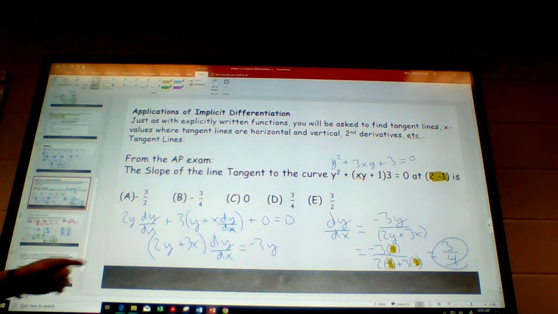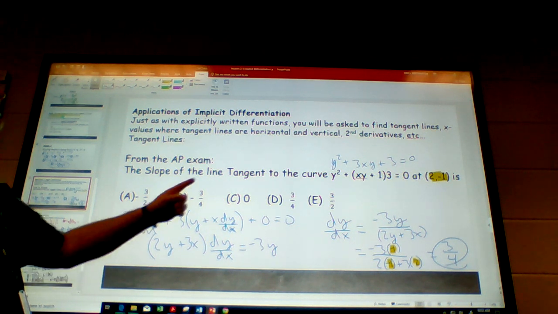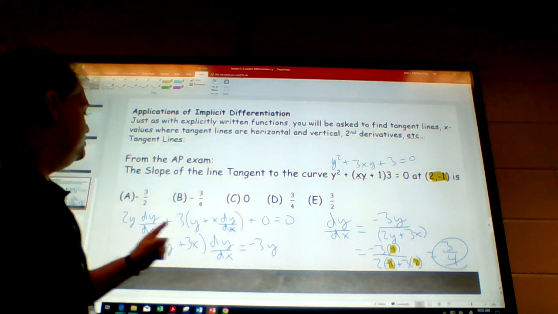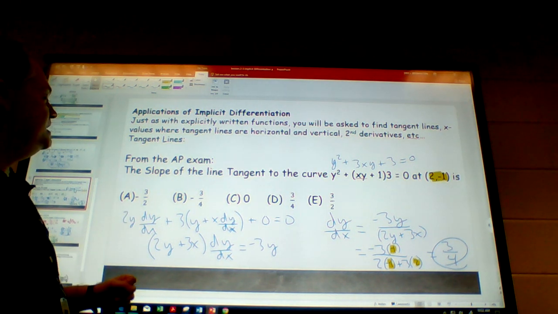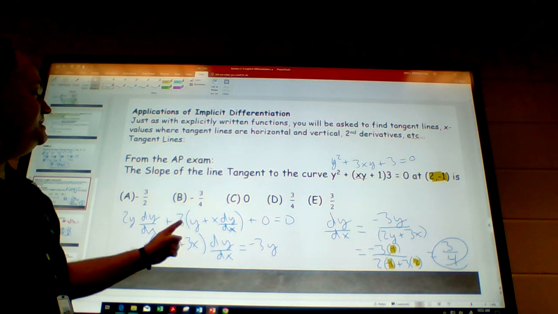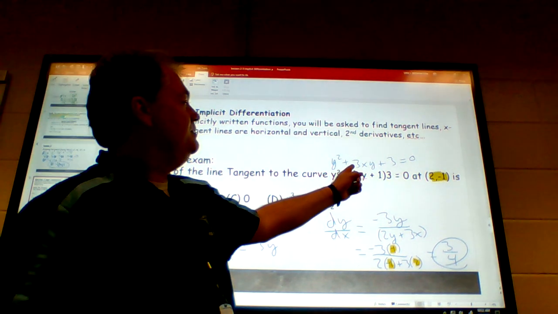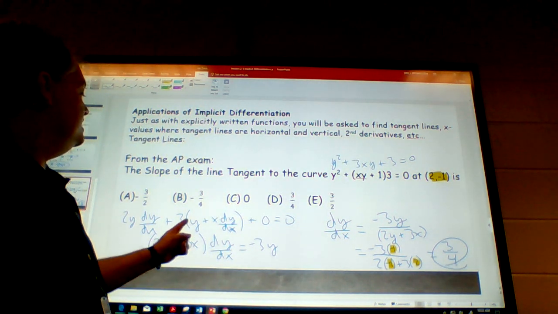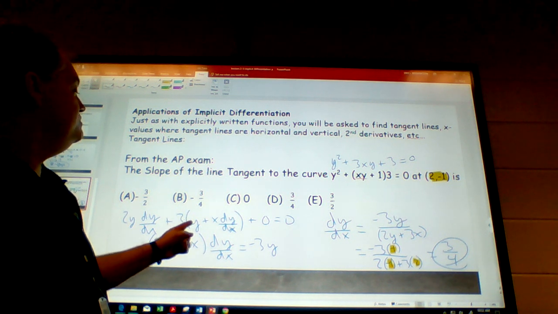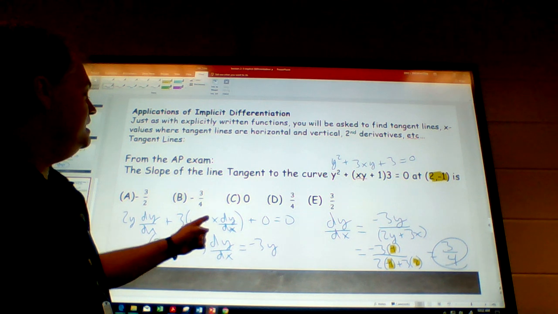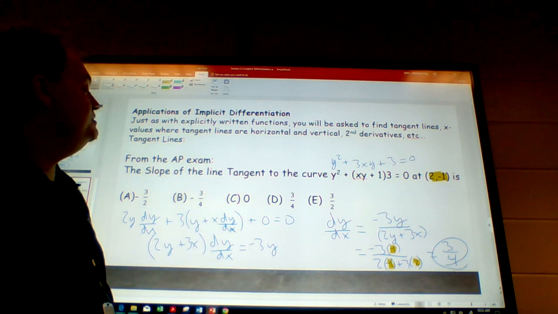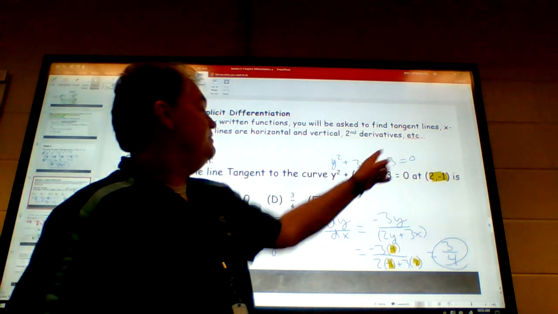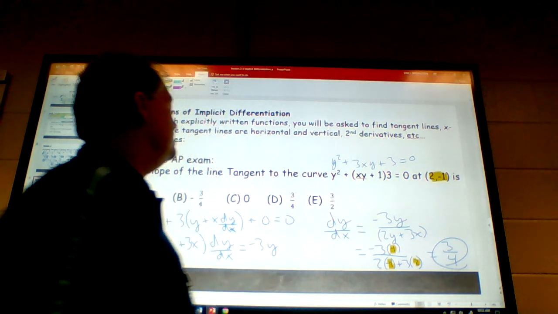So we took the derivative of y squared, which is 2y dy over dx, plus the derivative of 3xy, which gives us 3 times y, because the derivative of x is simply 1, and then plus x times dy over dx. The derivative of 3 is 0, and the derivative of 0 is also 0.